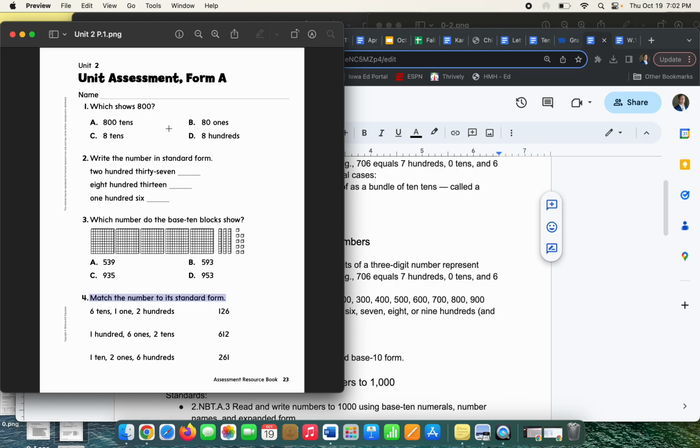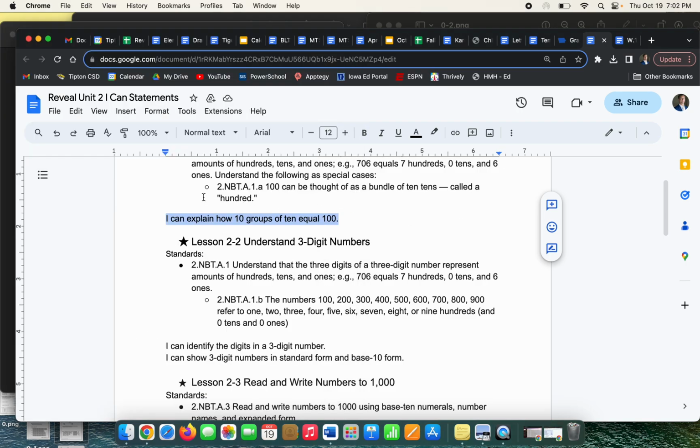But choose a standard. Shoot me an email and let me know which standard you're looking at, and you're really looking through. Okay, what is our I can statement, and does this truly match what we're looking for here?